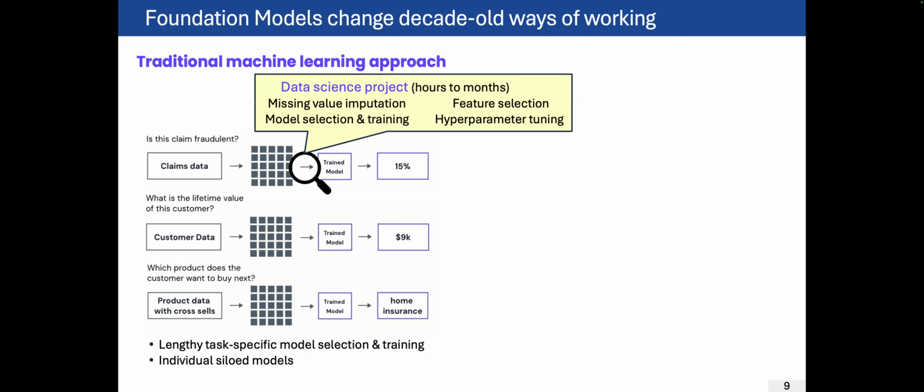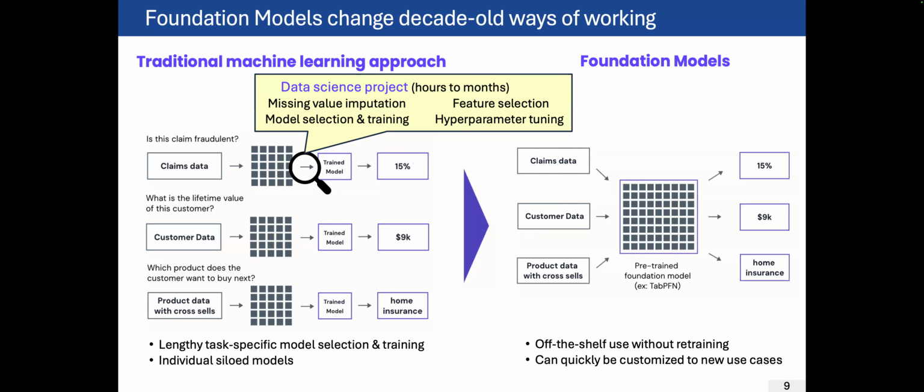This can be a lengthy task-specific model selection and training and leads to these individual siloed models that don't actually talk to each other. So there is no positive transfer between them. Whereas in foundation models, the task is different.